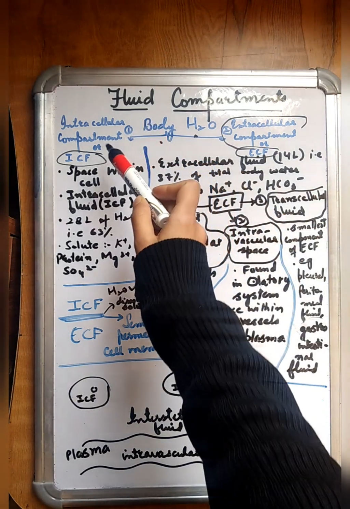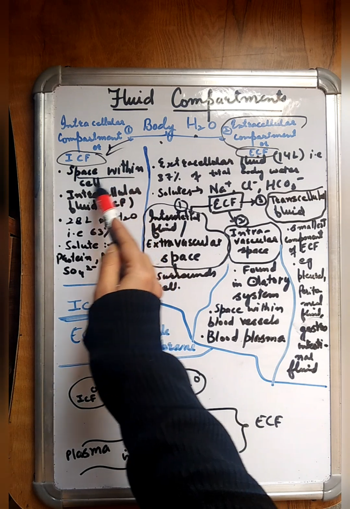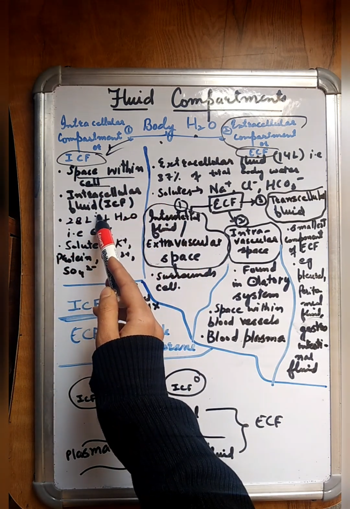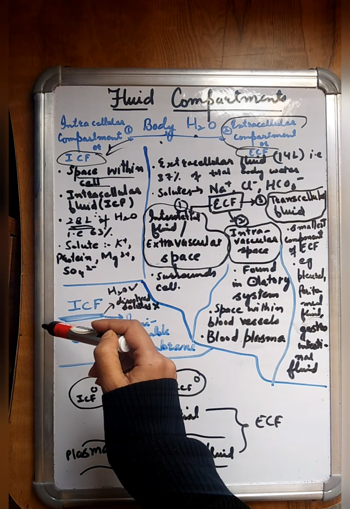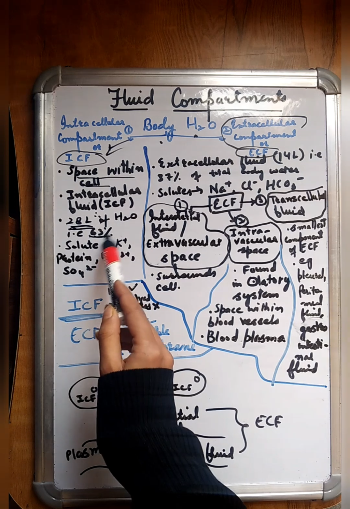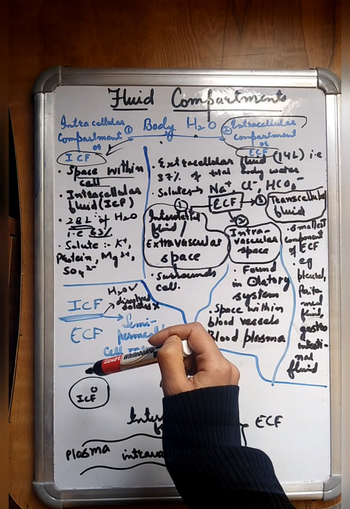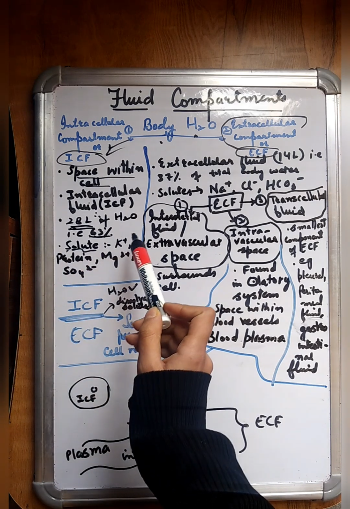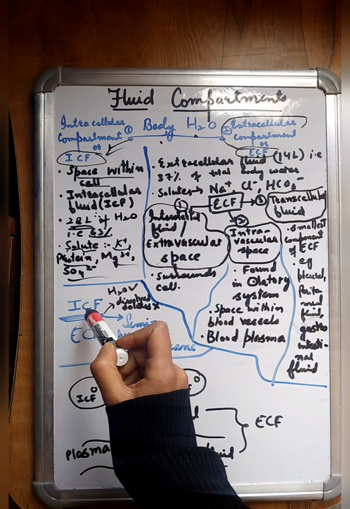So let's first discuss the ICF, or the intracellular compartment. It is a space that is within the cell and it comprises intracellular fluid. As said earlier, 28 liters of water is present there, that is 63% of the total body water stored in the intracellular compartment. Some solutes are also present here. These include potassium, protein, magnesium and sulfate ions.